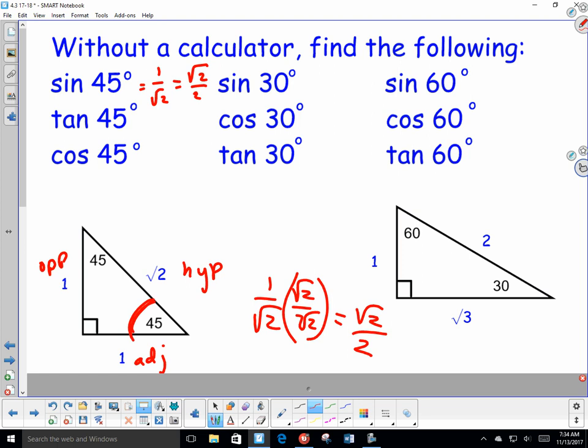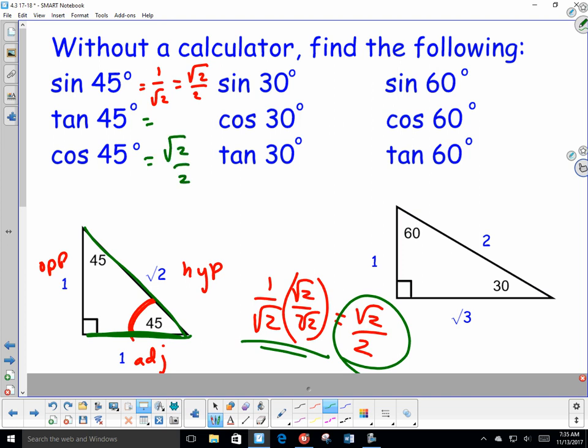I think the cosine is going to end up being the same way, because then we're going to want the adjacent leg divided by the hypotenuse, but it's still going to be 1 divided by square root of 2, and that's still going to end up being square root of 2 over 2. So down here, cosine is also going to be square root of 2 over 2. Well, what about the tangent? The tangent is the opposite over the adjacent. Well, in this case, it's just 1 over 1 is 1. So the tangent of 45 degrees is just equal to 1.